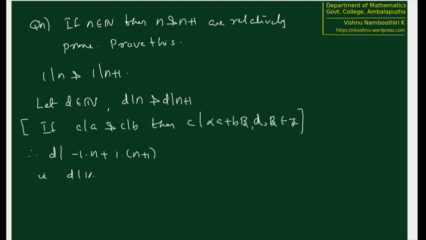But d is a natural number and d divides 1. So what is the only natural number dividing 1? 1 itself. Therefore, since d is a natural number and d divides 1, and 1 has only one positive divisor, that's 1 itself, d is equal to 1. So that means only one common divisor is there for n and n plus 1 in the set of natural numbers, that is 1. Therefore, the GCD of n and n plus 1 is equal to 1, or n and n plus 1 are co-prime to each other.